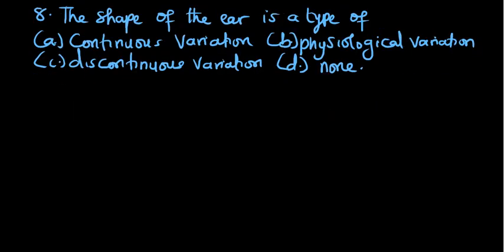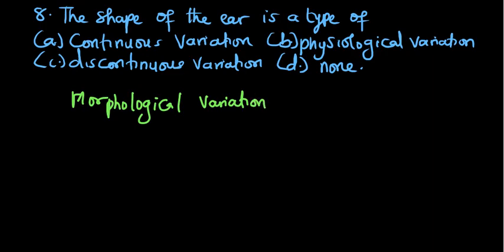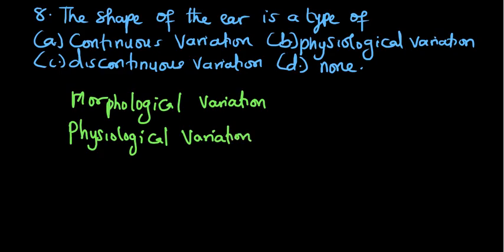So the question here is, the shape of the hair is a type of, you should know this, we have two types of variation. We have morphological variation and we have the what? We have the physiological variation. Now, what is morphological variation? Morphological variation is also called continuous variation. While physiological is also called discontinuous.